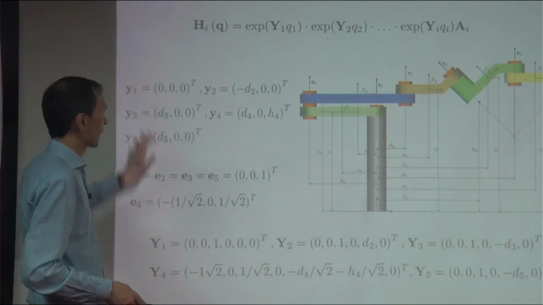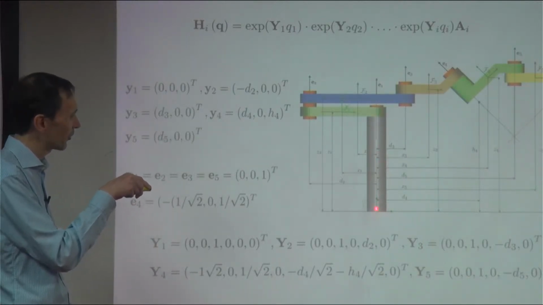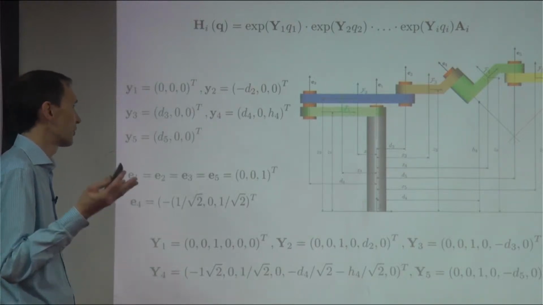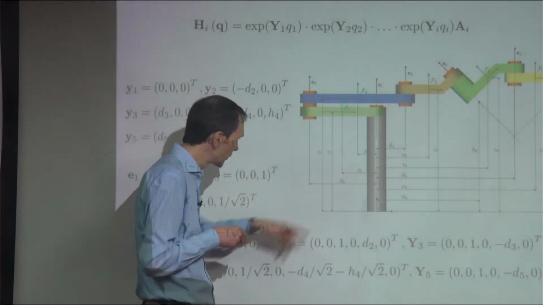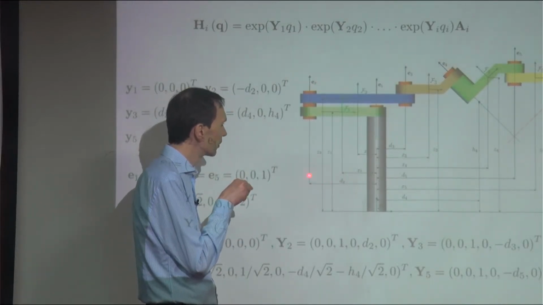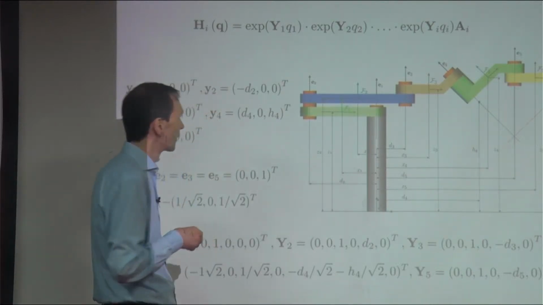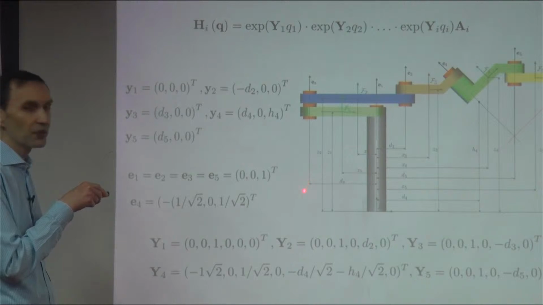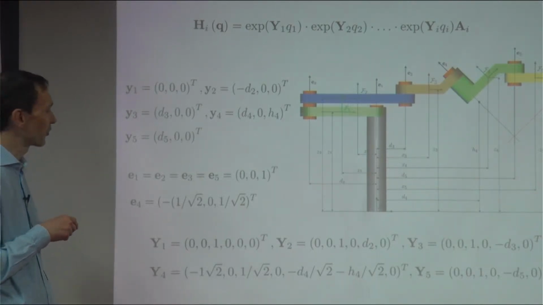What else do you need? You need the position vectors. Okay, y1 is easy because the first axis is actually passing through the origin of the frame. The second one is just what you have to measure. The x component is minus d2. Then you go upward, yeah, 0. So I take the point actually at this height. You can go upward, but it doesn't make a difference to the screw coordinates.